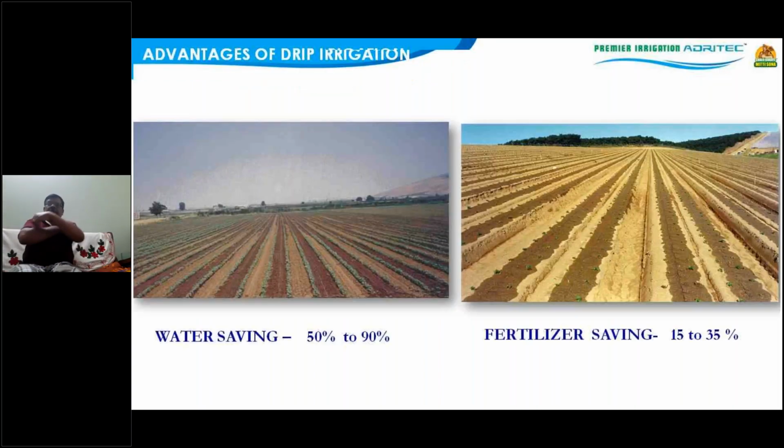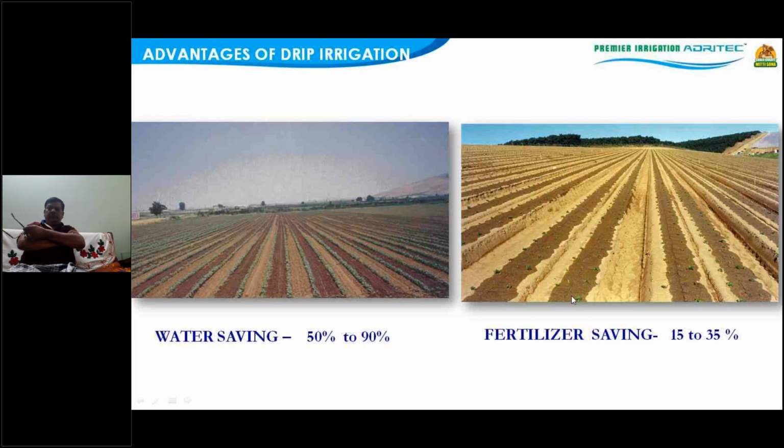It has been proved the world over, and in India particularly, we are the leading country as far as adoption of micro irrigation after Israel. So you will find the water saving is anywhere between 50 to 90%. And you will also note that if you want to take the best advantage of a drip irrigation or a micro irrigation system, you will have to apply the water soluble fertilizers also through the drip system.